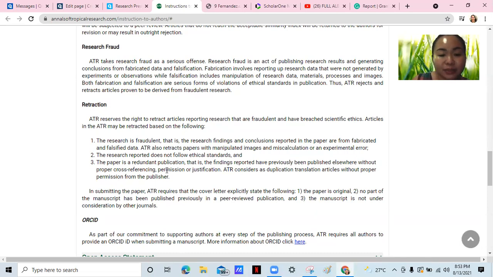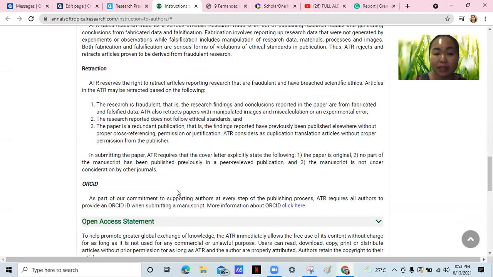And there is also redundant publication. It means the paper already has a previous publication, but you publish it again and again. One of the ethical standards is that you should publish your article only once in a journal. And once you have submitted it, you cannot submit it to another.